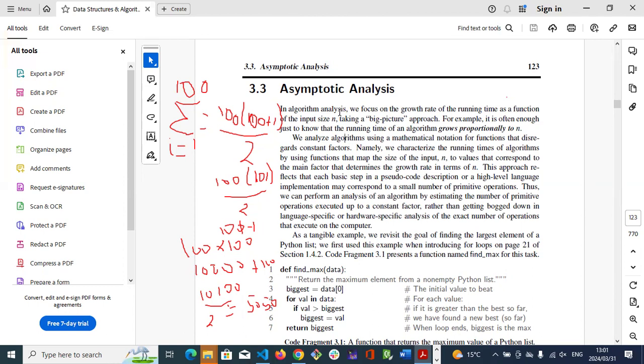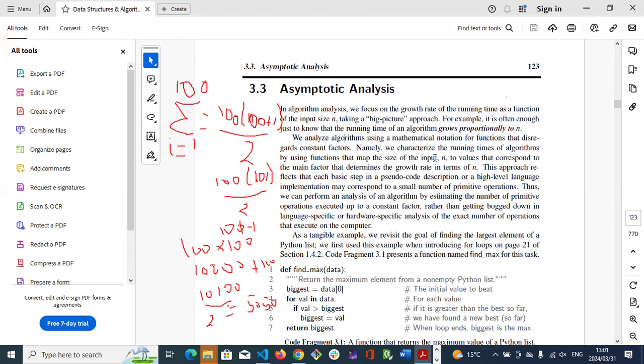In this book, we mostly use the worst case, where asymptotic analysis is input bound. In essence, if there is no input to the algorithm, it is concluded to work in constant time. In algorithm analysis, we focus on the growth rate of the running time as a function of the input size. Taking a bigger picture approach, it is often enough just to know that the running time of the algorithm grows proportional to n. So it's controlled by n, so it must always go proportional to n.